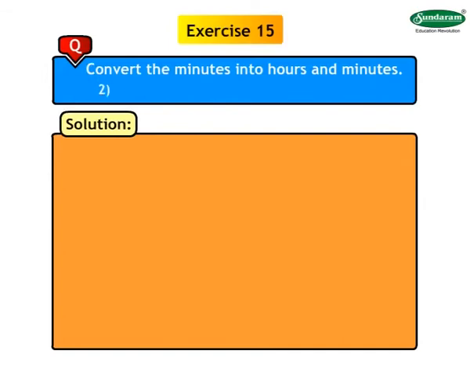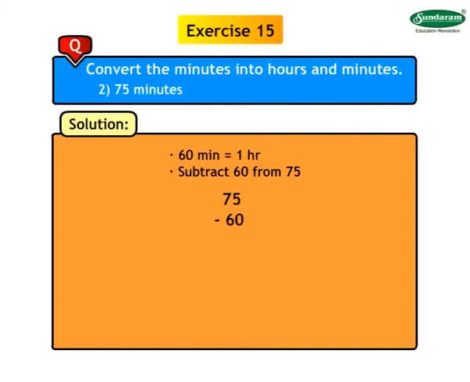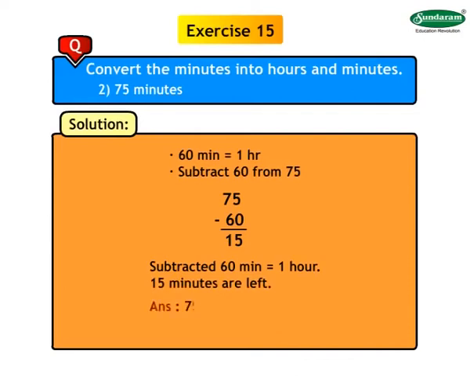2. 75 minutes. Solution. 60 minutes is equal to 1 hour. Subtract 60 from 75, as shown. Thus, 75 minus 60 is equal to 15 minutes. Subtracted 60 minutes is equal to 1 hour. 15 minutes are left. Therefore, answer is 75 minutes is equal to 1 hour 15 minutes.